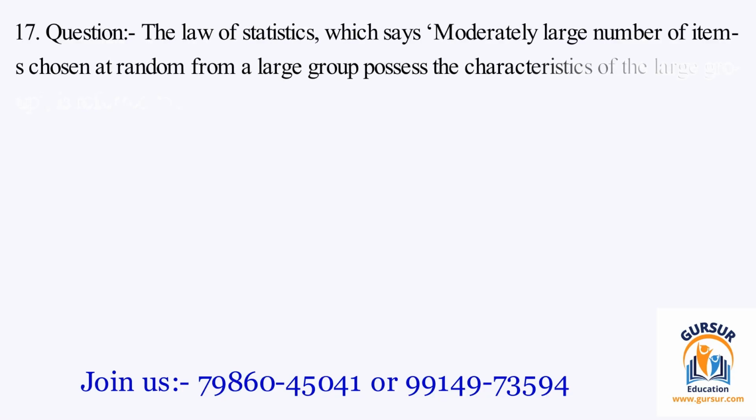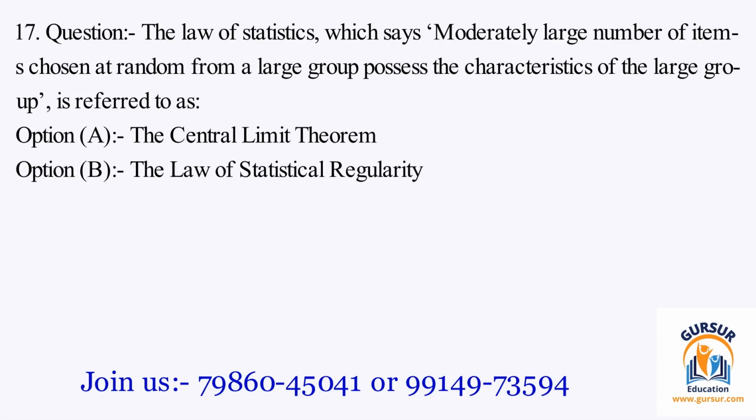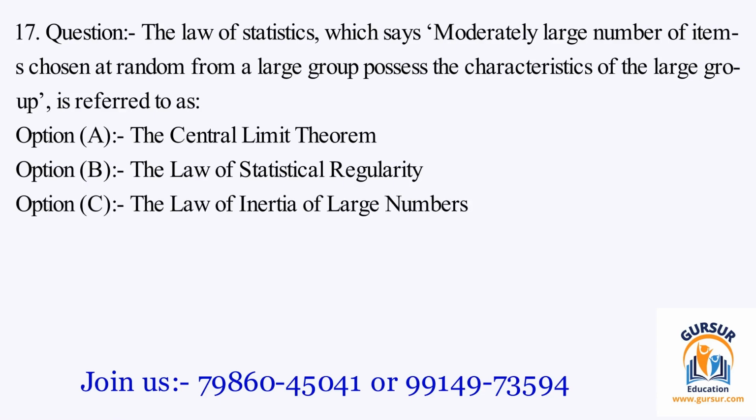Question number 17. The law of statistics, which says, moderately large number of items chosen at random from a large group possess the characteristics of the large group, is referred to as. The option A is, the central limit theorem. The option B is, the law of statistical regularity. The option C is, the law of inertia of large numbers. The option D is, none of the above.